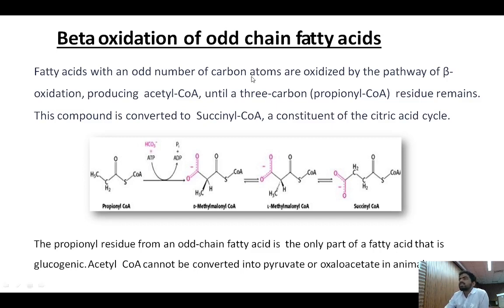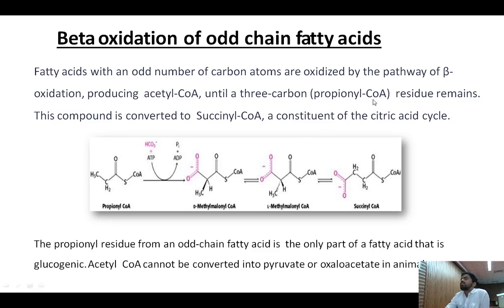A fatty acid with an odd chain of carbon is oxidized by the pathway of beta oxidation, producing acetyl coenzyme A until a 3 carbon residue remains. At the end, 3 carbon will be left because it is odd chain. So that will be propionyl coenzyme A. So what happens to this propionyl coenzyme A? Acetyl coenzyme A will go into the citric acid cycle releasing ATP, those things will happen, right? But what happens to propionyl coenzyme A?